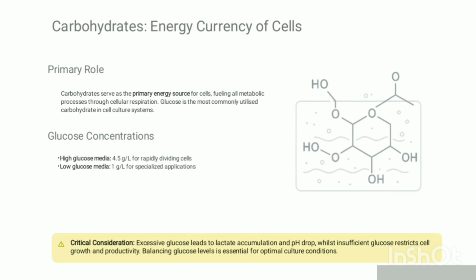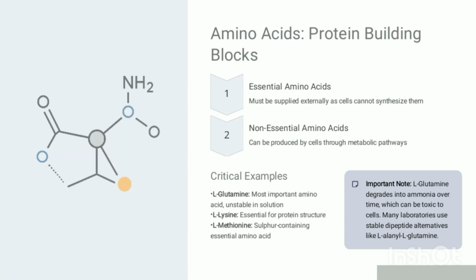are essential for optimal culture conditions. Amino acids, protein building blocks. Amino acids are fundamental components of cell culture media, serving as the primary building blocks for proteins. Classification: essential amino acids. These cannot be synthesized by the cells and must be supplied externally in the medium.